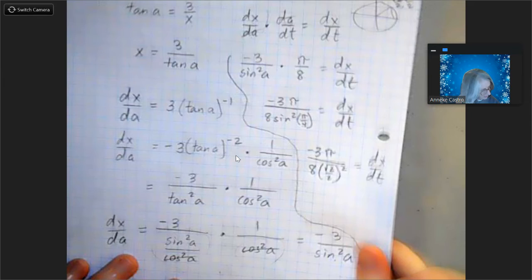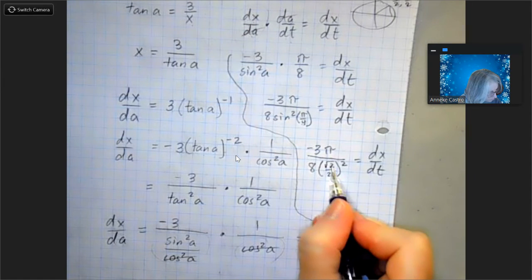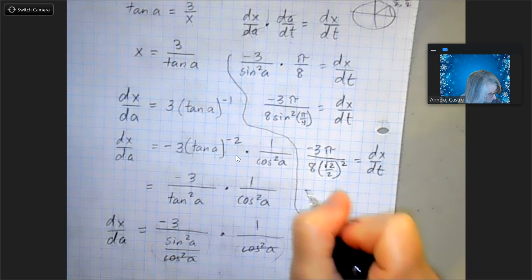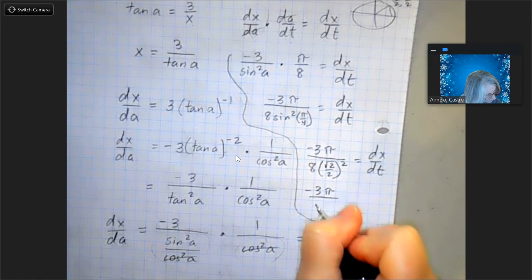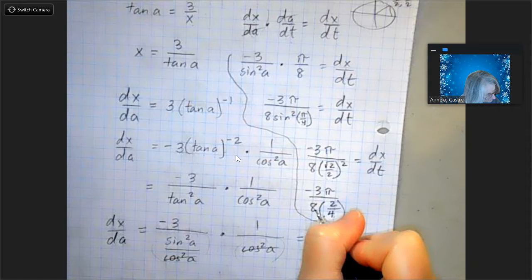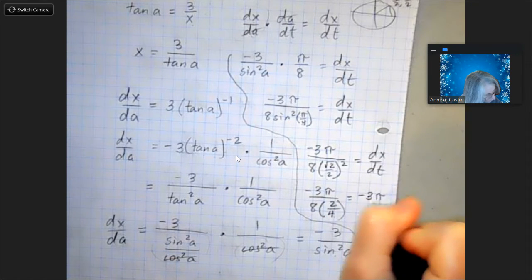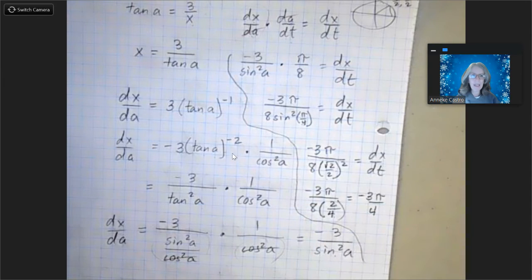My goodness. Okay, so I need to square my √2 over 2. √2 squared is just 2. So I have 8 times 2, and then 2 squared is 4. Okay, 2/4 is the same as 1/2. 1/2 of 8 is 4. So I'm going to have -3 pi over 4. And let's hope that's it, because I'm doing this problem for the first time.